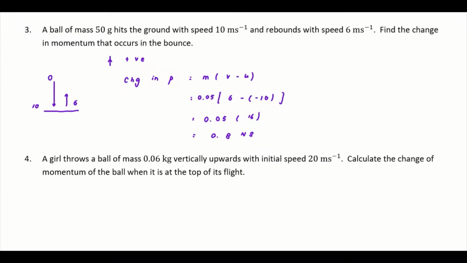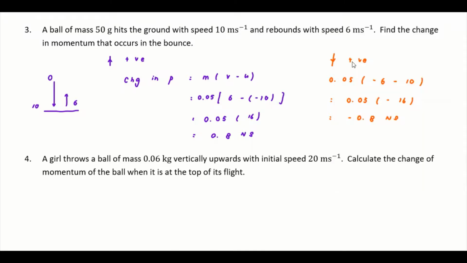Okay, so let's try the other side, with going down as positive. My change in p will become my mass, which is 0.05. The final velocity is in the opposite direction, so it's negative 6. And going down is the positive direction, so minus of positive 10. From here you get 0.05 times negative 16, which gives you 0.8 as well, but it's negative.